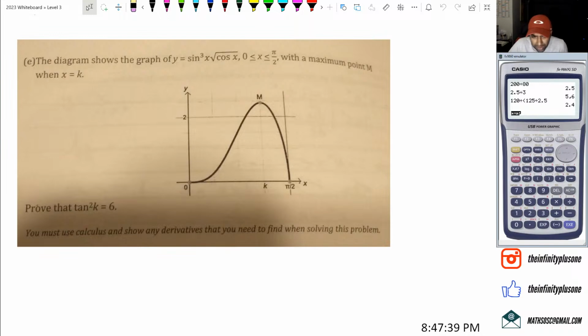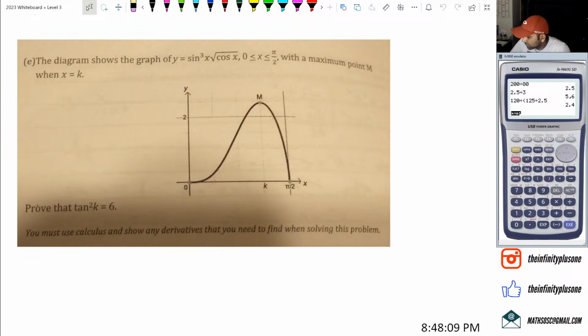Okay, so here's what we're gonna try and do, folks, because I've got no idea what's happening here: we're gonna try and differentiate it first. Once we differentiate it, we know that at the maximum, when x is equal to k, the gradient is equal to 0. We know that much. When x equals k, gradient is equal to 0. Okay, let's try it. I think we'll be all right.